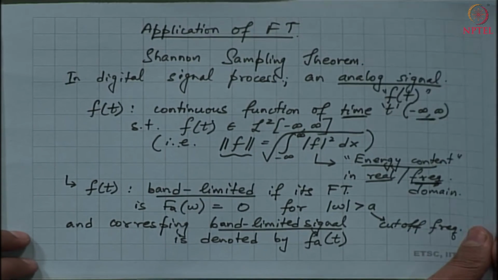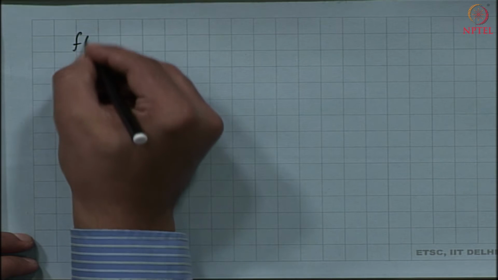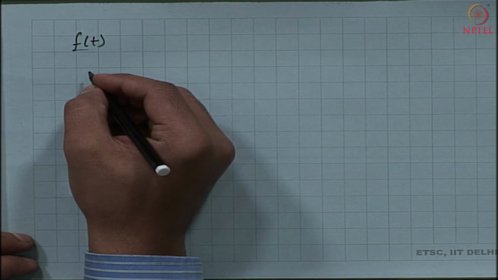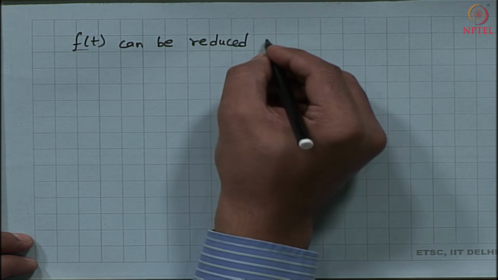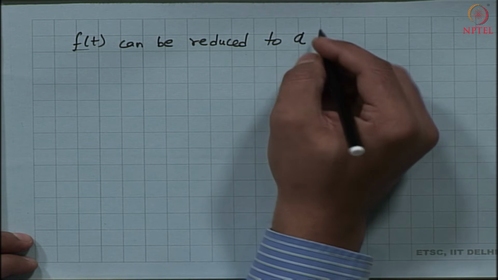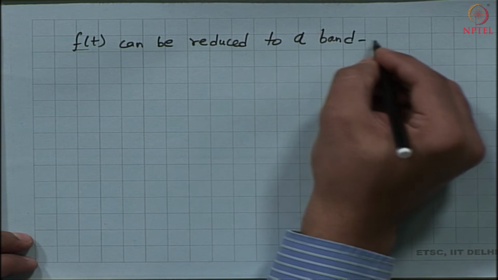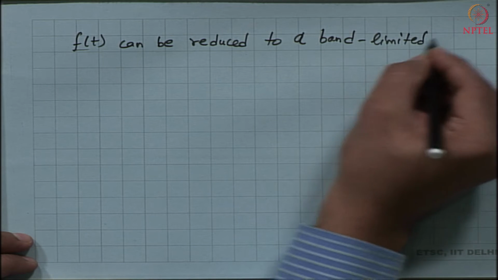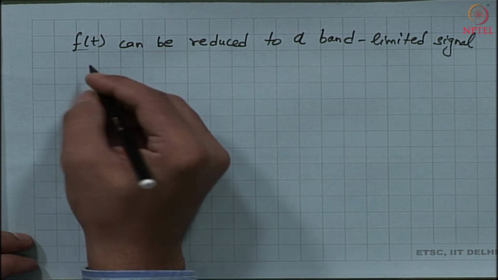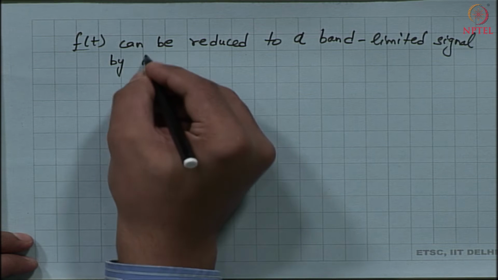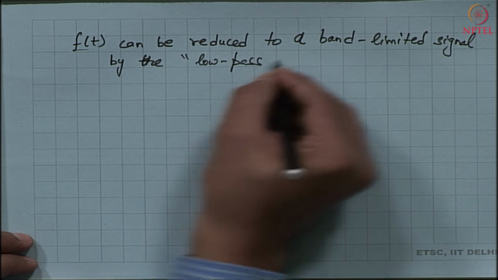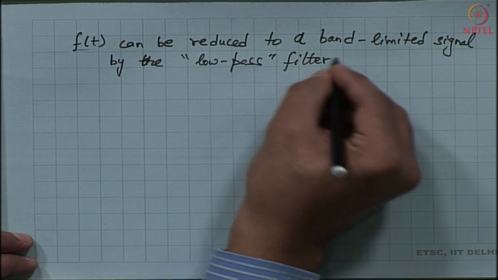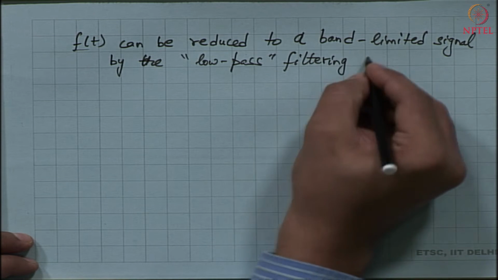So, in general I can always reduce f(t). If f(t) is not band limited, I can always reduce f(t) to a band limited signal. How? Notice. So, f(t) can always be reduced to a band limited signal by the so called low pass filter. Filtering. So, again, what is low pass filter?